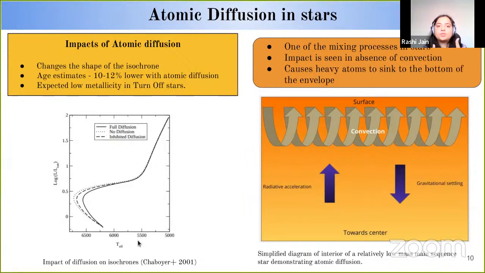So what does atomic diffusion actually do? When the star is on the main sequence and convection is the main mixing process, the impact of atomic diffusion is not expected to be seen. But when the star leaves the main sequence, the convection stops when the star is at the turnoff, and then one expects to see the impact of atomic diffusion in the stars. It is then that, because of atomic diffusion, the heavier metals sink to the bottom of the convective envelope, and the overall metallicity of the surface of the star is expected to drop. And that's why, if atomic diffusion was actually happening to the extent that we expect, the metallicity at the turnoff would be lower than the metallicity at the main sequence.